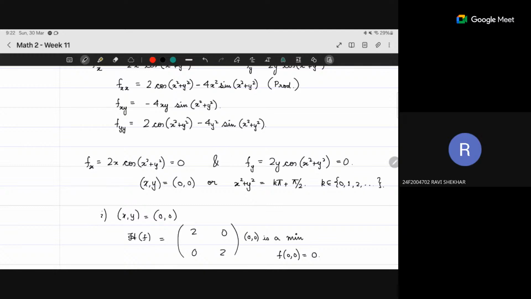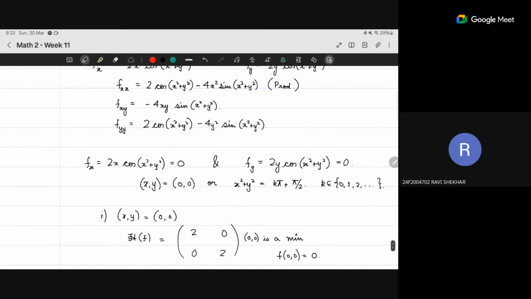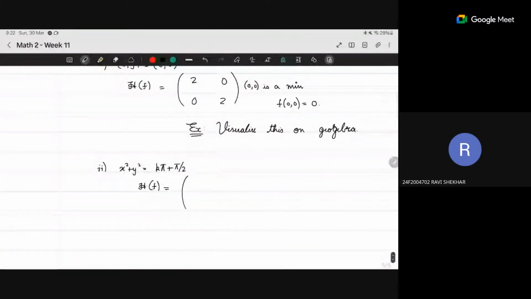Because x square plus y square will be an odd multiple of pi by 2, right? Yes, odd multiples of pi by 2. But depending on whether it is of the form 4k plus 1 pi by 2 or 4k minus 1 pi by 2, this factor will change. So instead of doing it for the general k pi plus pi by 2, even that can be worked out in terms of minus 1 to the k and all that, let's just take two examples.